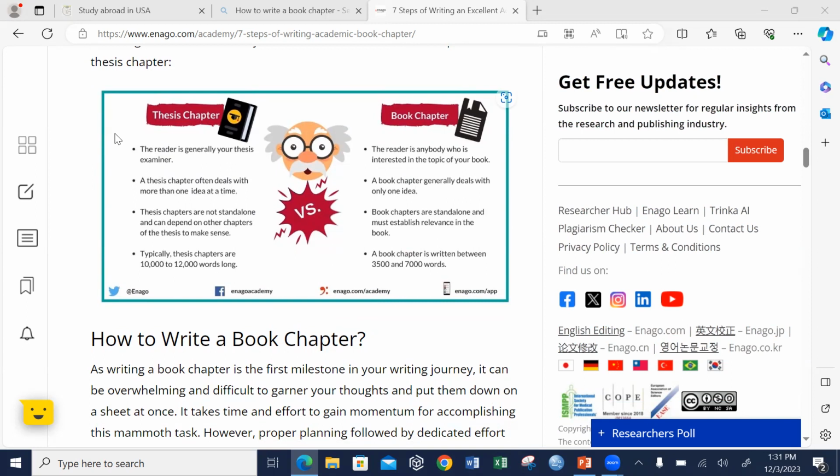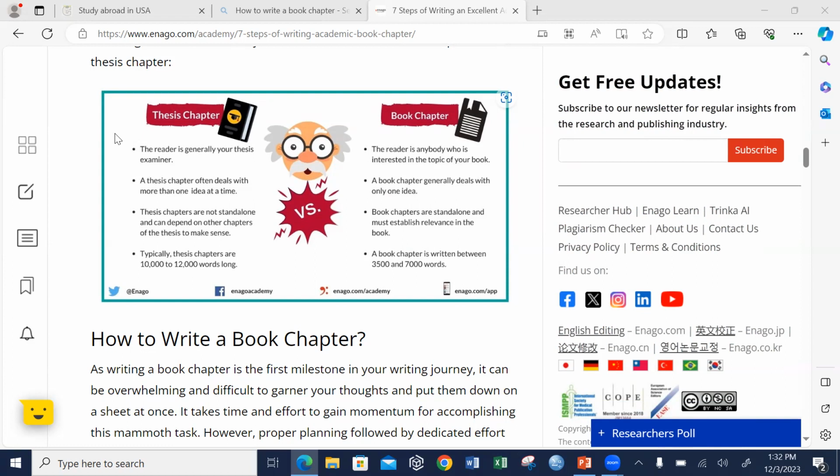For a thesis, a thesis chapter often deals with more than one idea at a particular time in a chapter. But a book chapter generally deals with only one idea, the idea that you want to communicate, what you want your reader to get from that particular concept that you want to treat in the chapter. So a book chapter generally deals with only one idea.